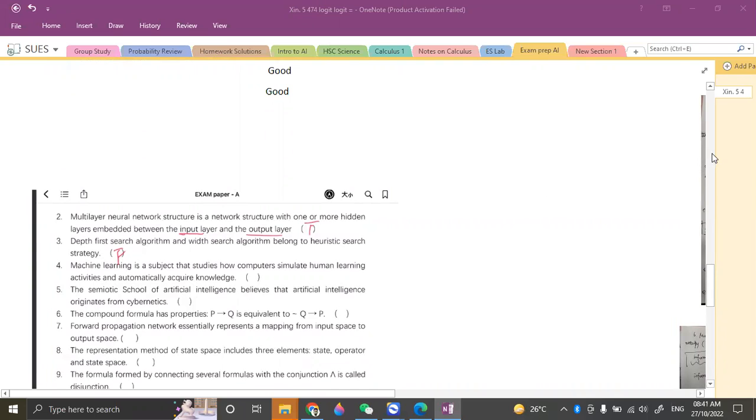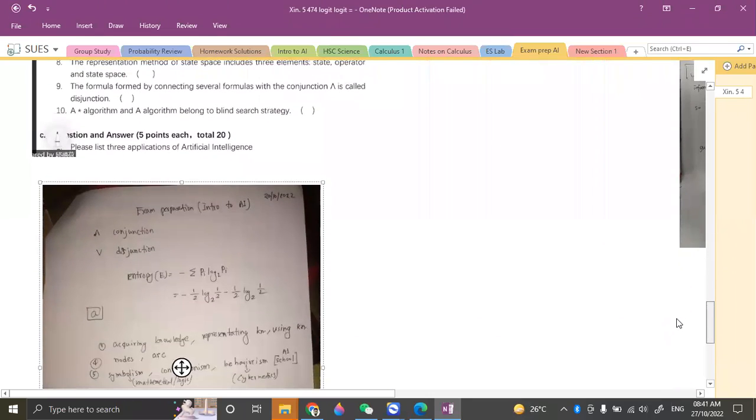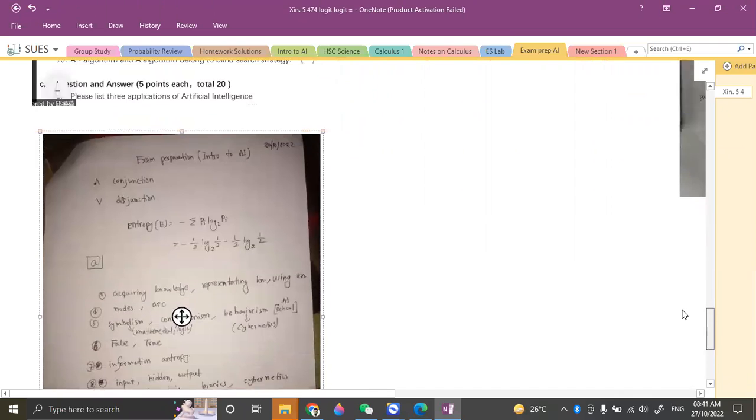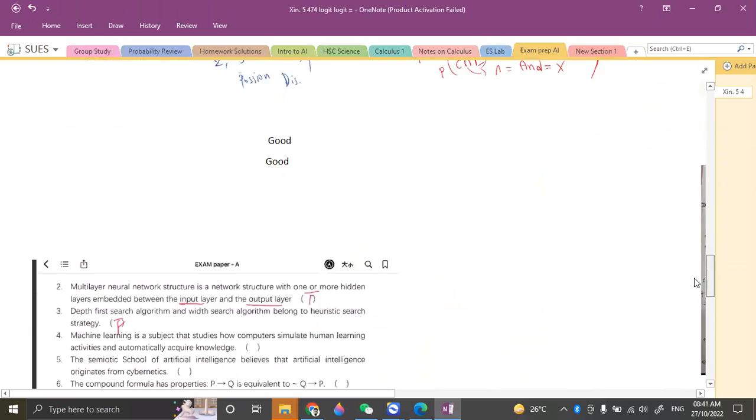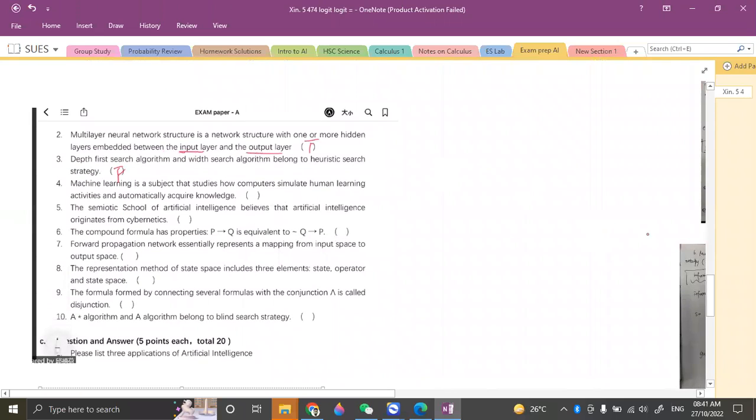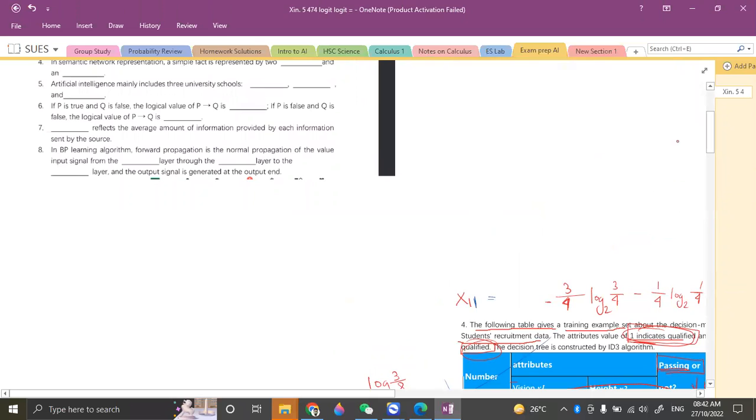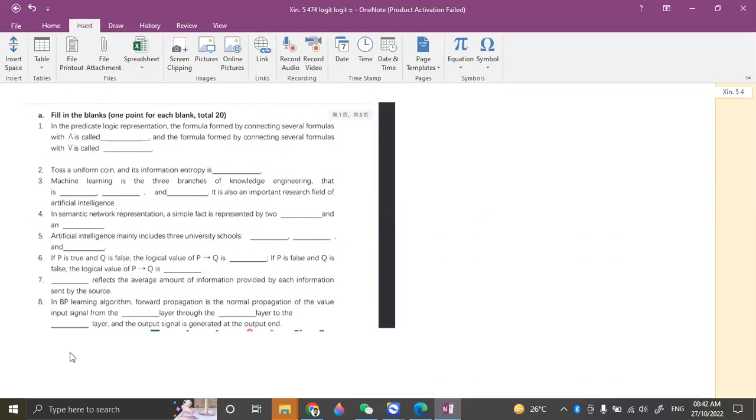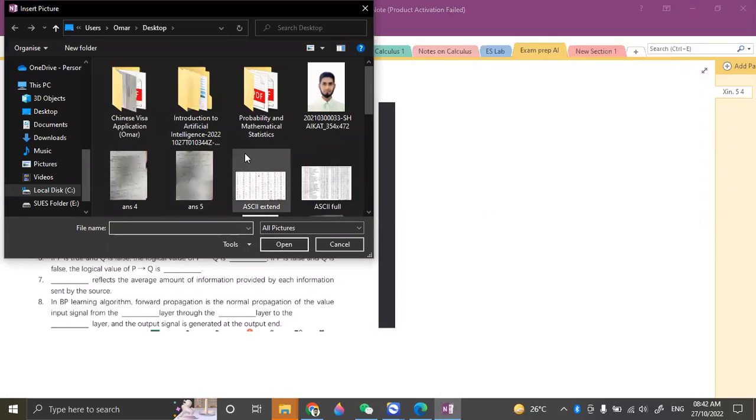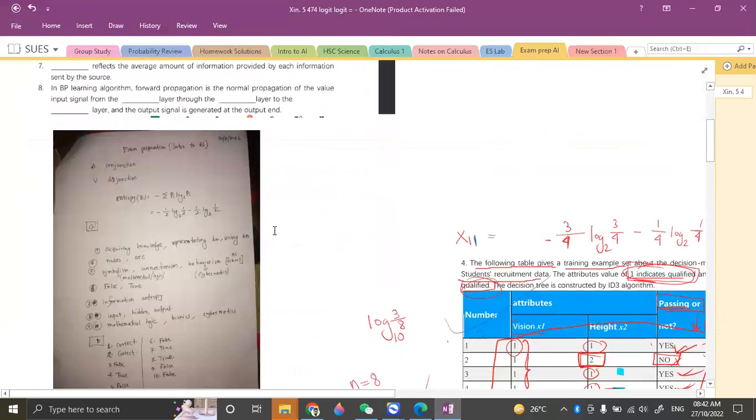The first question is acquiring knowledge. The first question is here, multiple neural networks. So maybe we should discuss the fill in the blanks first. I have to include the picture here again.